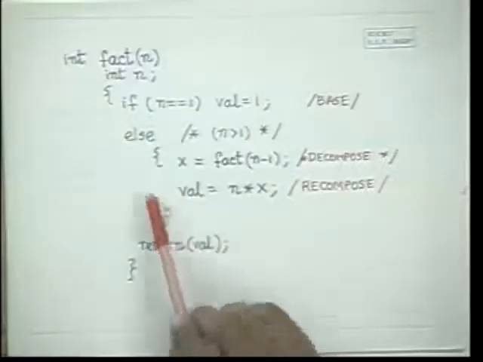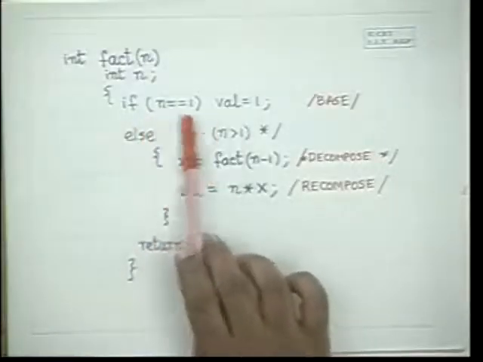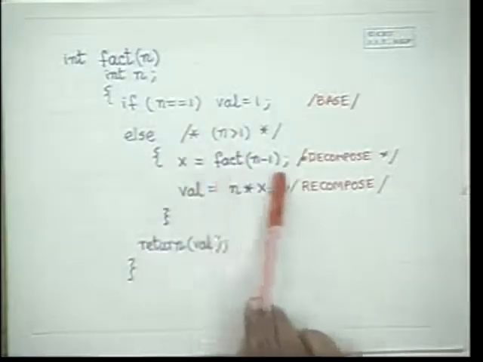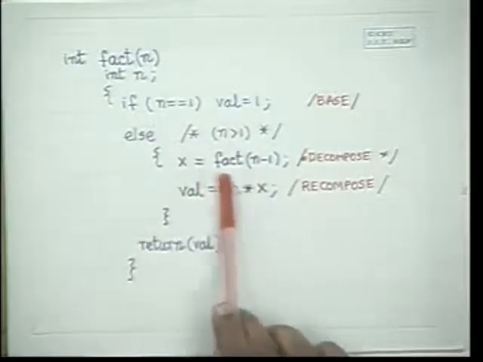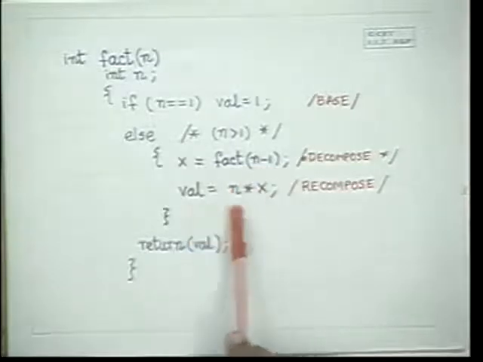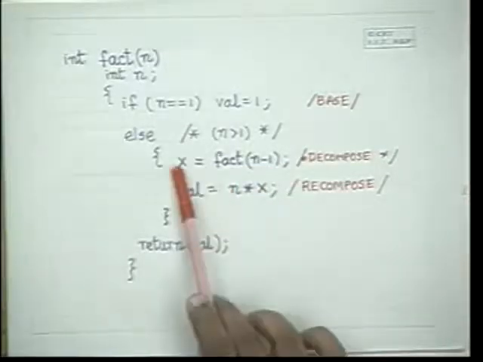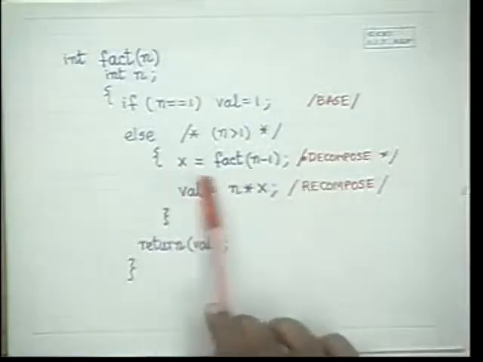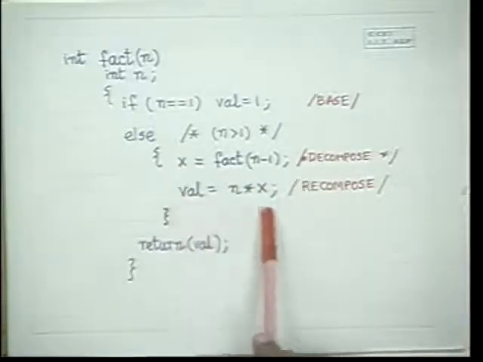The first was the simplest one, the factorial program, where the base condition was when n is equal to 1, the value is 1. Otherwise, this was the decomposition, fact of n minus 1, and the recomposition was n times the return value of the factorial. So this was the decomposition and this was the recomposition part of the problem.